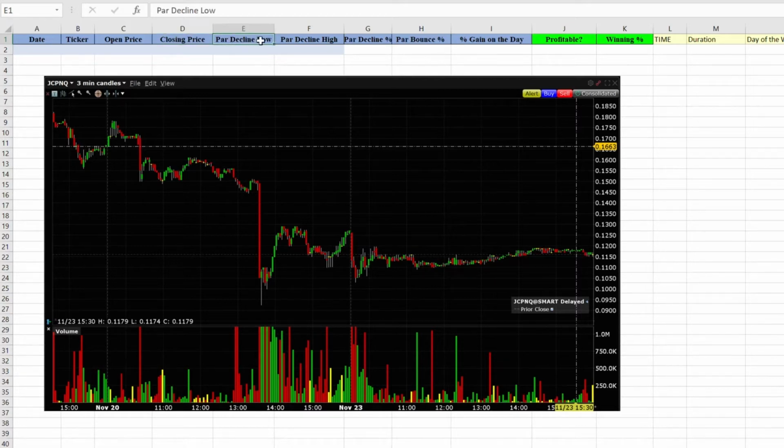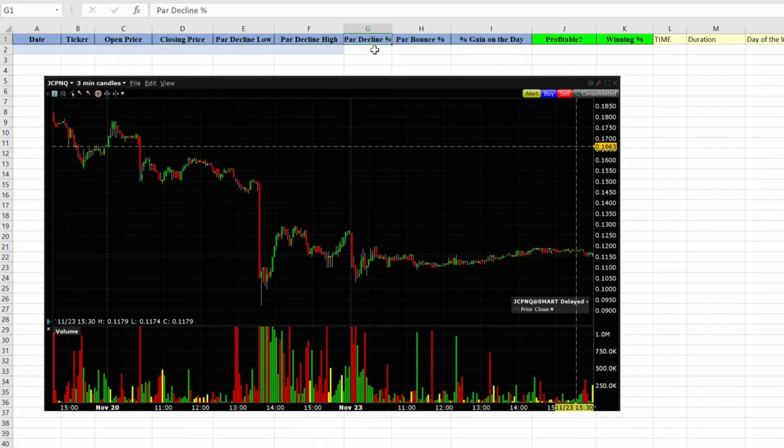Now, parabolic decline low. This parameter, this cell basically explains where was the low of this parabolic drop. The same thing as parabolic decline high is the value where the parabolic decline was ended and how far it went up. So here would be parabolic decline high. And then of course you need the percentages.